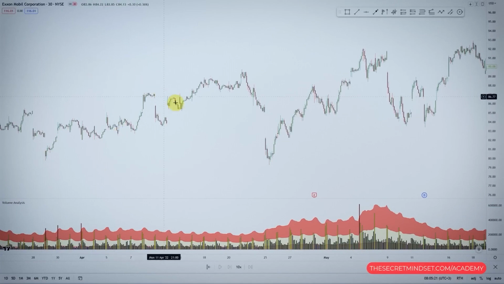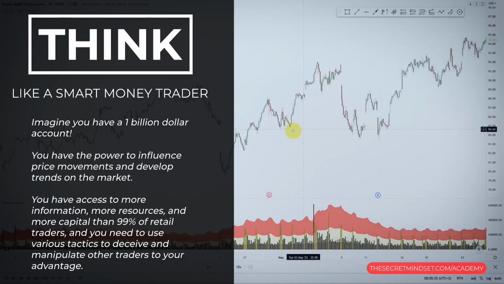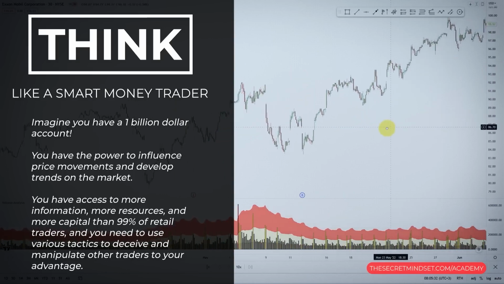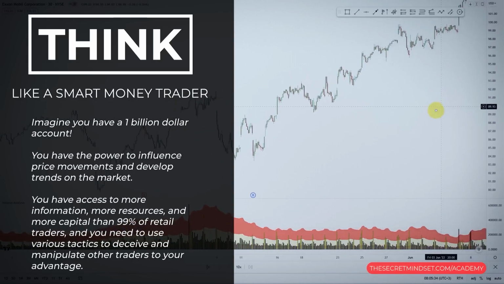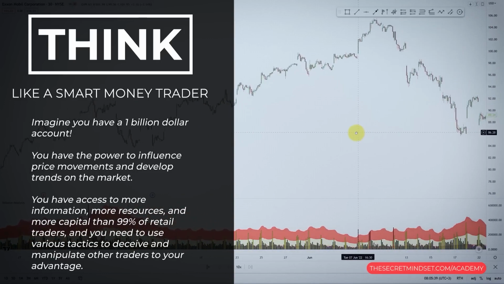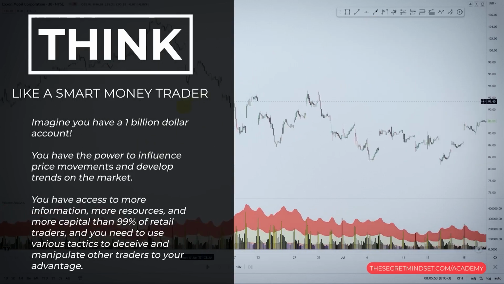If you are a retail trader who wants to succeed in the market, you need to learn how to think like a smart money trader. Imagine you don't have a $5,000 account. You have a $1 billion account. You have the power to influence price movement and to develop trends on the market. You have access to more information, more resources, and more capital than 99% of retail traders. And you need to use various tactics to deceive and manipulate other traders to your advantage. How would you do it?